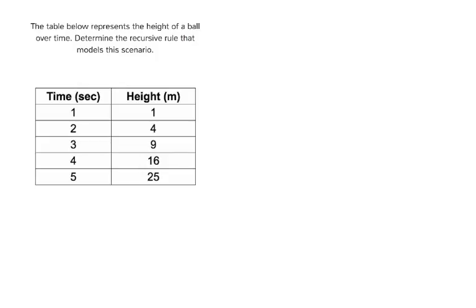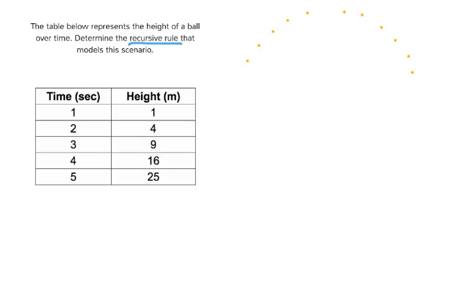The table below represents the height of a ball over time. Determine the recursive rule that models this scenario. Okay, so we're looking at the height of a ball over time. This is a quadratic equation, so we're thinking about a ball going up in a parabola like this. We want to represent the height of the ball over time. We want a recursive rule to define that.